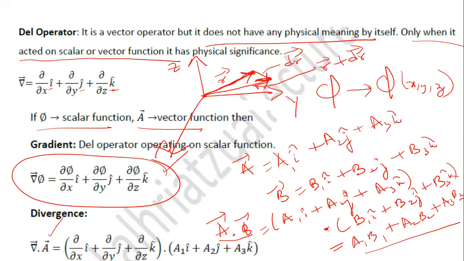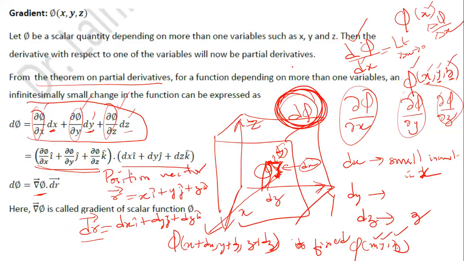The original position vector is R vector. The new position vector will be R vector plus dr vector. All right. So when you are moving in this three-dimensional space, the change in position is measured by dr, and that vector quantity is called dr vector. So you can see that any change in phi can be expressed as the gradient of phi dot product with dr vector.